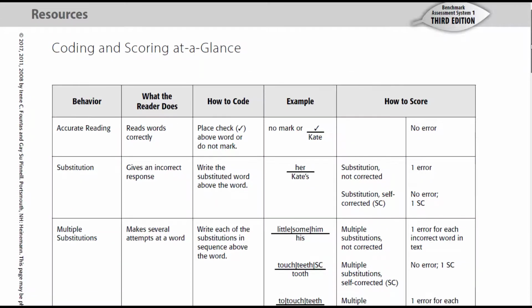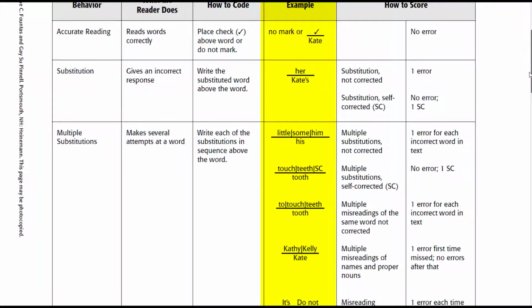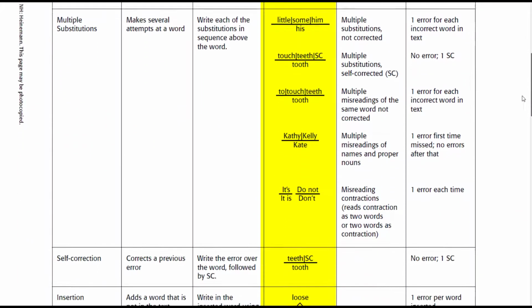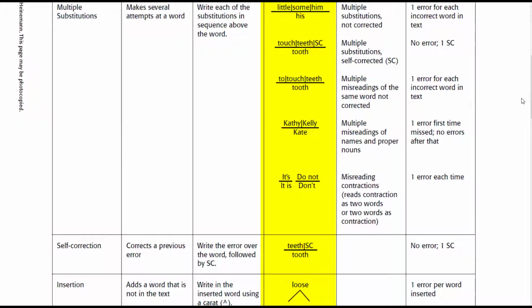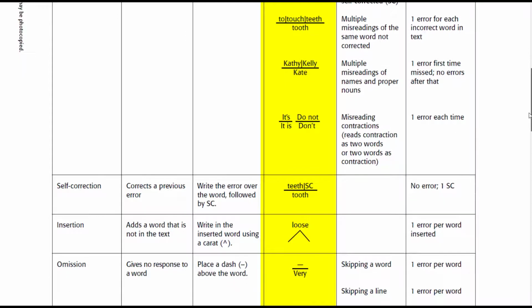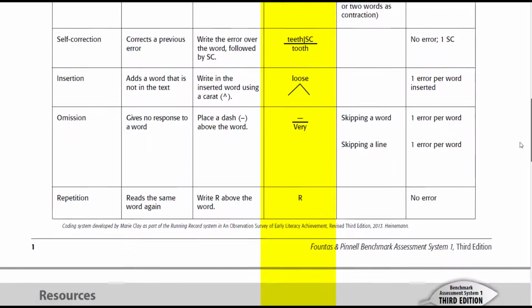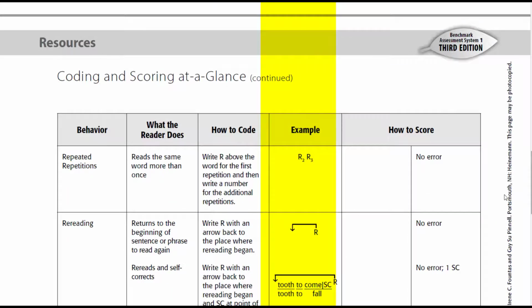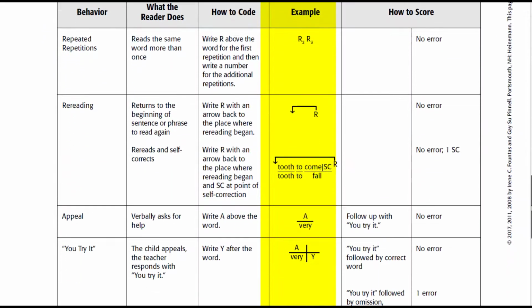We talked about the check mark as indicating accurate reading. And as you look down the example column, you'll see that a lot of times we're writing above the word where the student made an error what that attempt was or what they actually said with the word. We often have students that will reread a section. So you'll just mark with an arrow over the top where they start and finish for that rereading. And rereading is not considered to be an error.